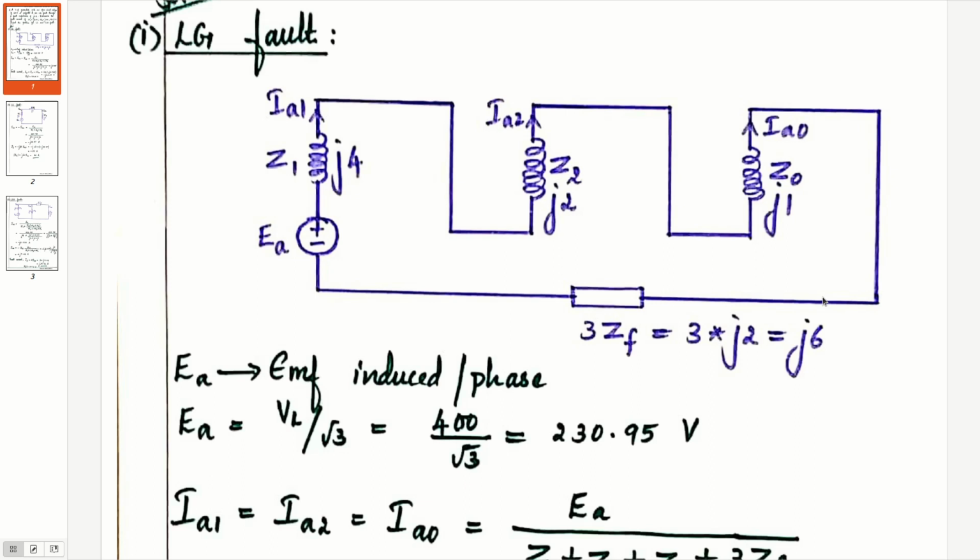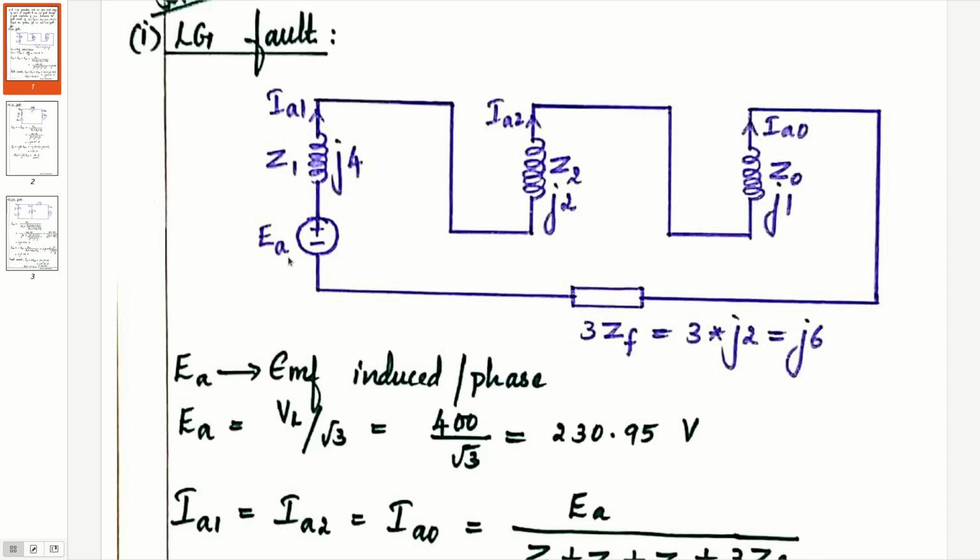Okay. So starting with LG fault, through fault impedance ZF. Okay. So we have the positive sequence network, negative sequence network and zero sequence network, all three connected in series through 3 into ZF. Okay. And what is EA? EA is the EMF induced per phase.